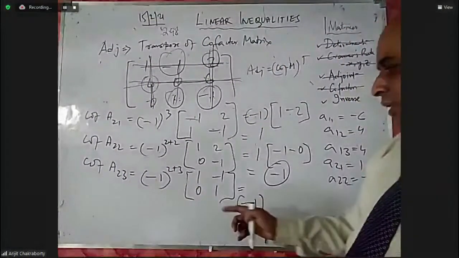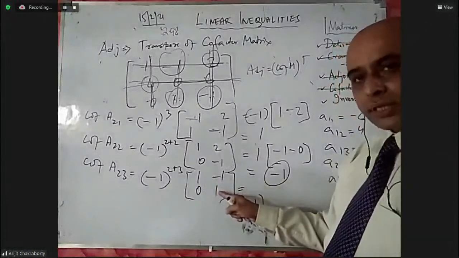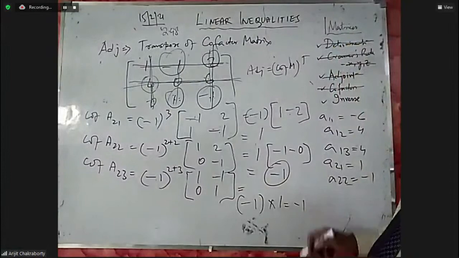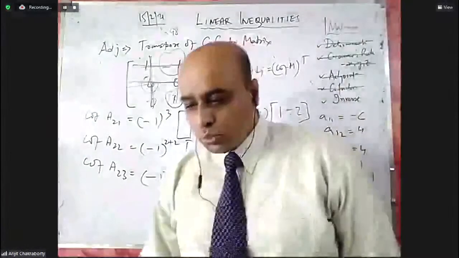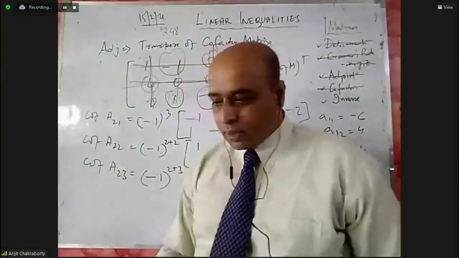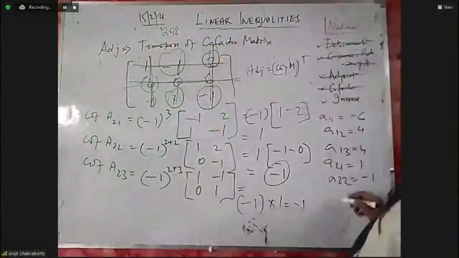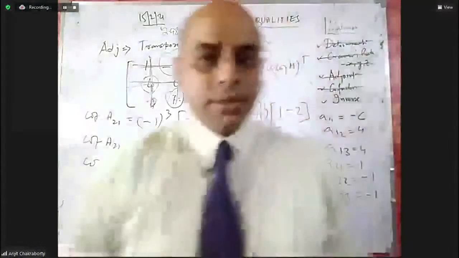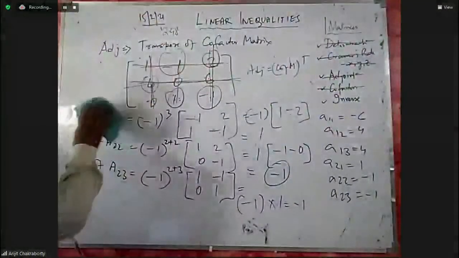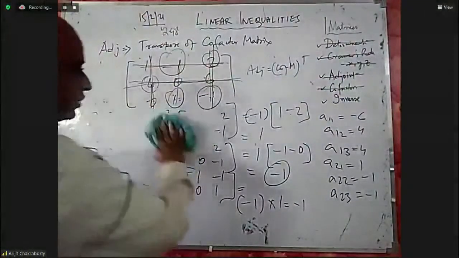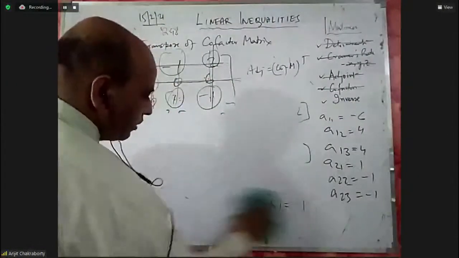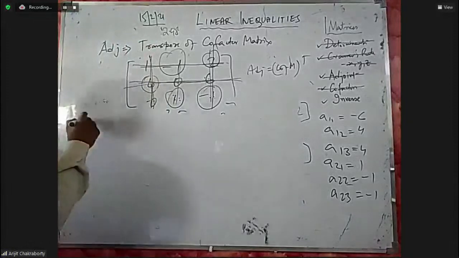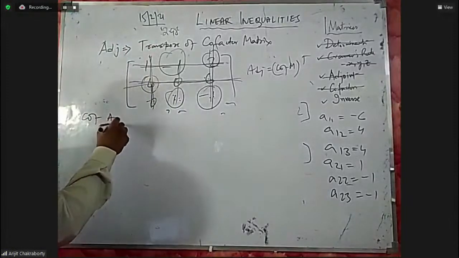And the determinant will be very simple: 1 into 1, that is 1, minus 0, so 1. This is -1. So cofactor number 2, 3 is -1. So I will write 2, 3 is -1. So this is not the end. We have to go to the 3, 1, 3, 2, 3, 3 part, and then we shall be getting the entire cofactor matrix.